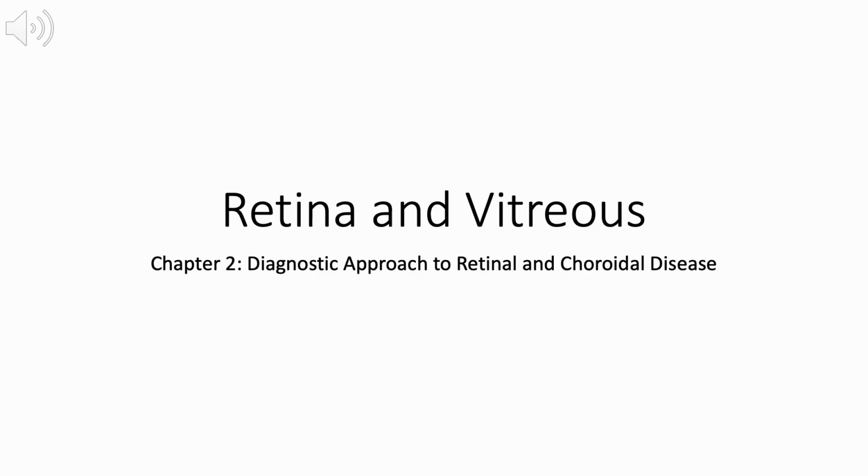Welcome to Chapter 2. This chapter introduces a structured approach to diagnosing retinal and choroidal disease. Accurate diagnosis begins with careful clinical evaluation and is refined through the thoughtful use of ancillary testing, with each modality contributing distinct and complementary information. Throughout this chapter, we will review the strengths, limitations, and appropriate clinical applications of commonly used diagnostic tools, including ophthalmoscopy, fundus photography, optical coherence tomography, angiographic techniques, and ultrasonography.